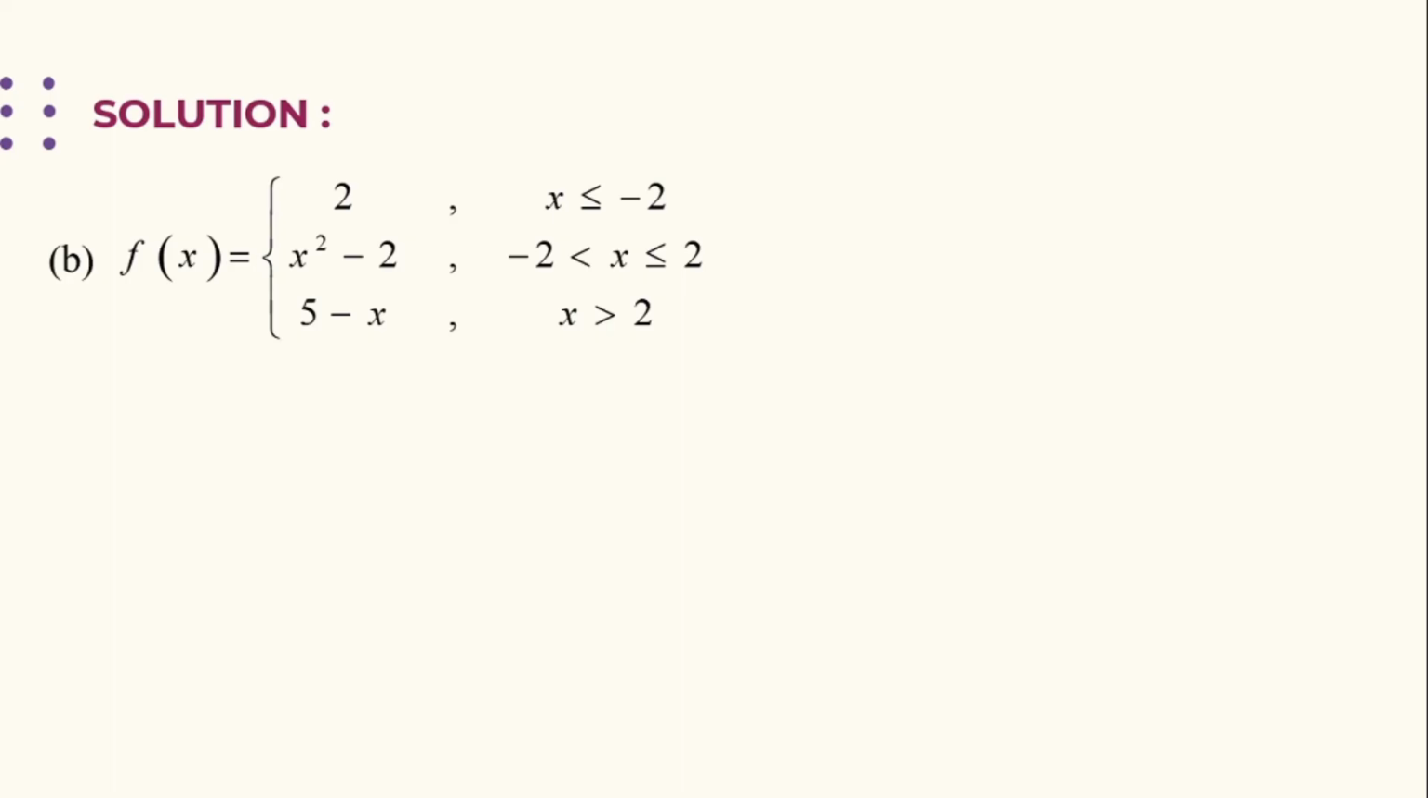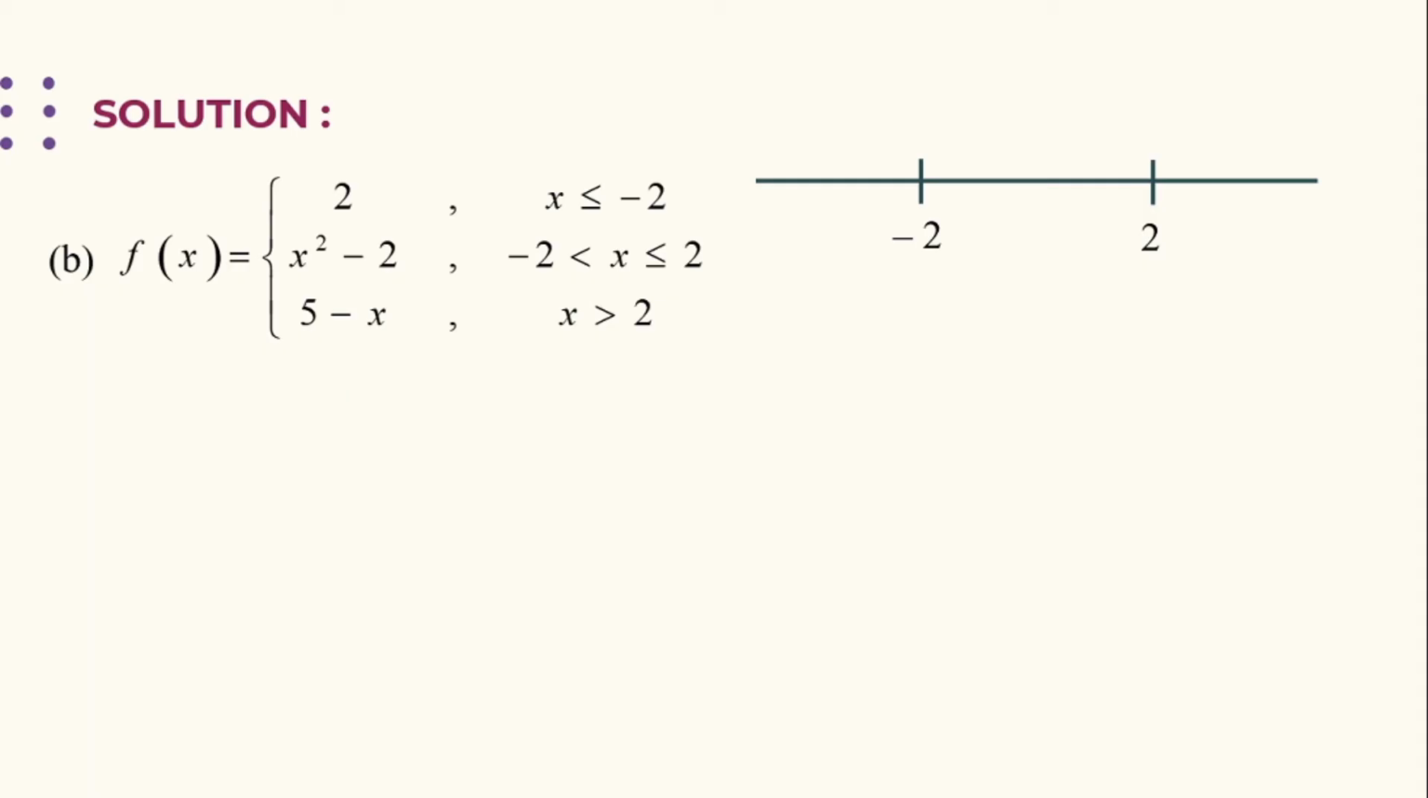For part B, we have 3 different functions: constant function, quadratic, and linear function in one function f(x). That's why it is called a piecewise function. Same as the previous example, better we plot these functions on a real number line. Okay, so we draw a number line as shown. Why do we put negative 2 and 2 here? Because the main numbers in these functions are negative 2 and 2.